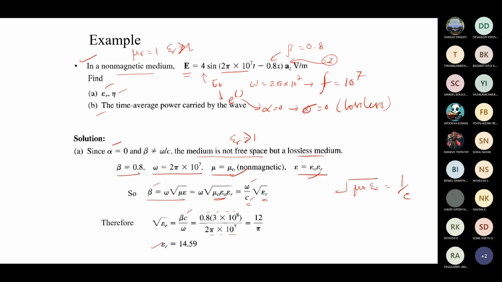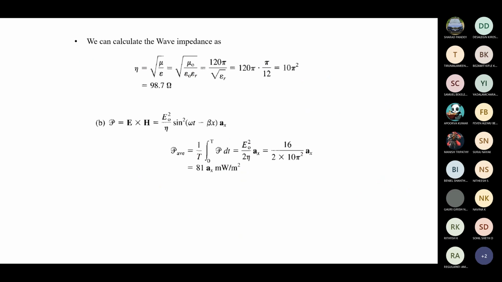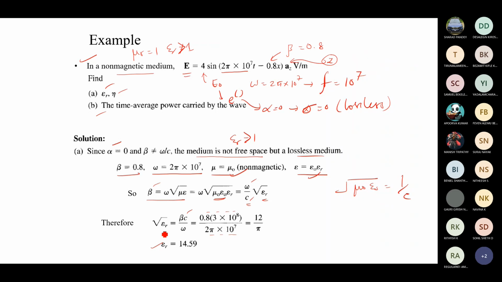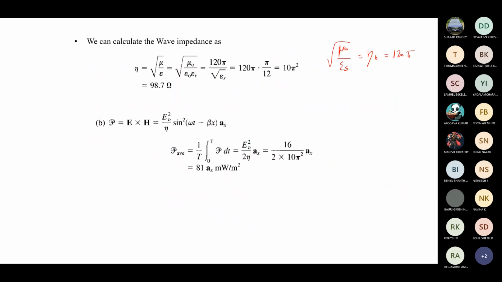Then we have to calculate the eta. So eta, for a lossless medium which doesn't have the conductivity, obviously is nothing but root of mu by epsilon. And mu is mu naught, epsilon is epsilon naught. We are going to substitute all the values. You got it. And we already know that root of mu naught by epsilon naught is nothing but eta naught, which is the free space impedance, which is nothing but 120 pi. And epsilon r, you can see that the root of epsilon r we already calculated as 12 by pi. When you substitute that, you will easily get the answer.